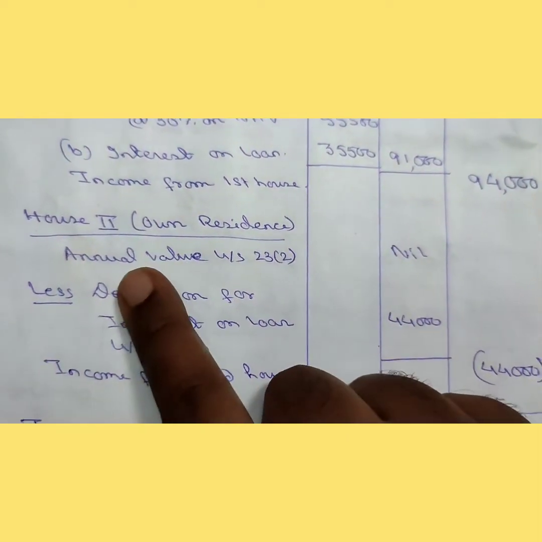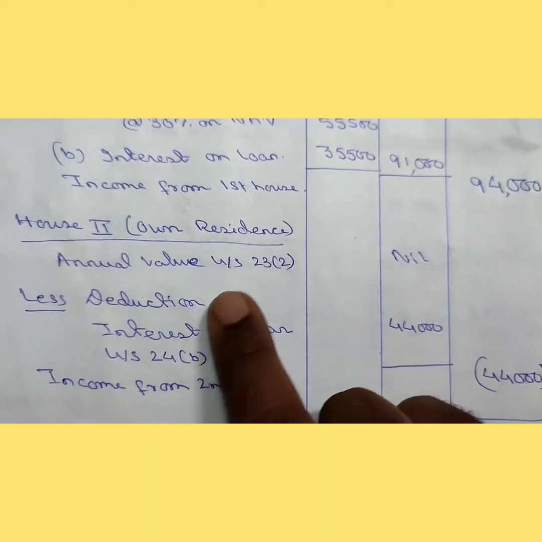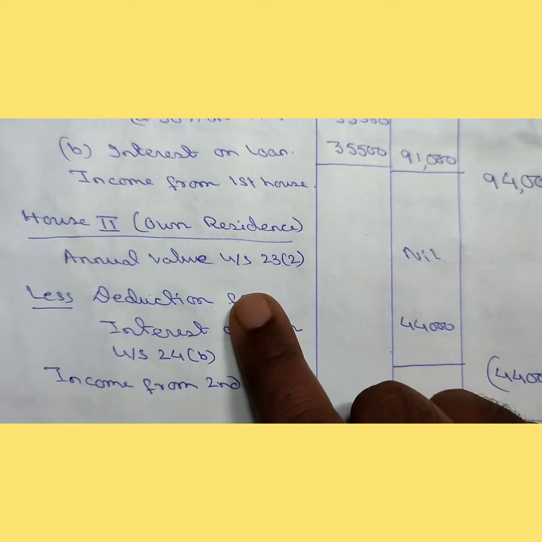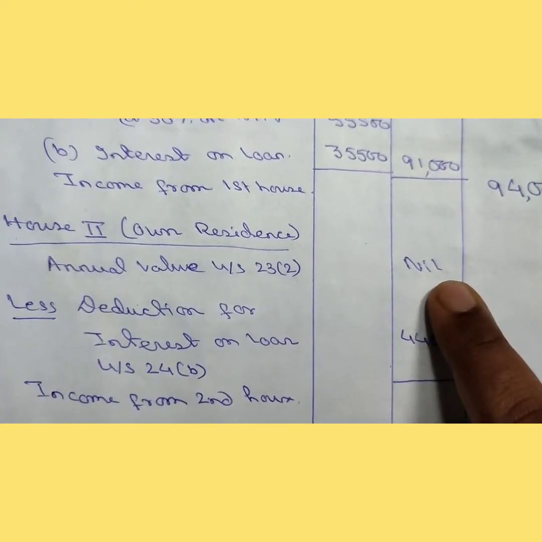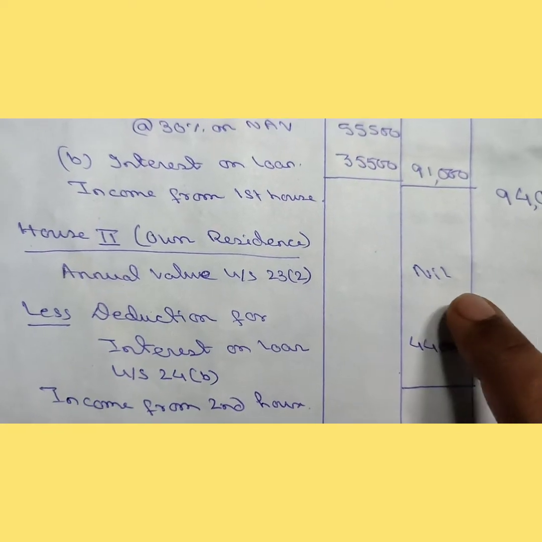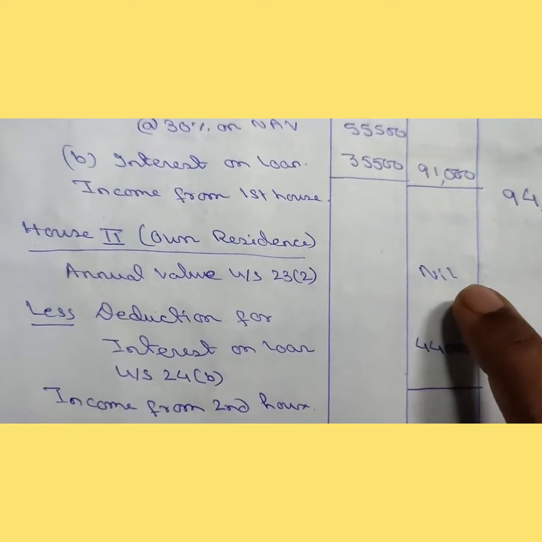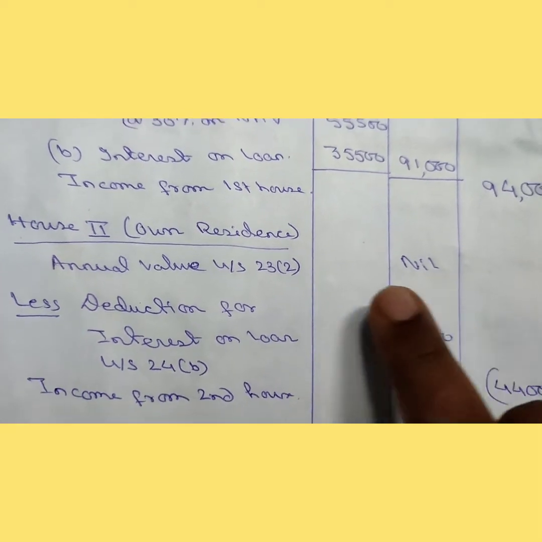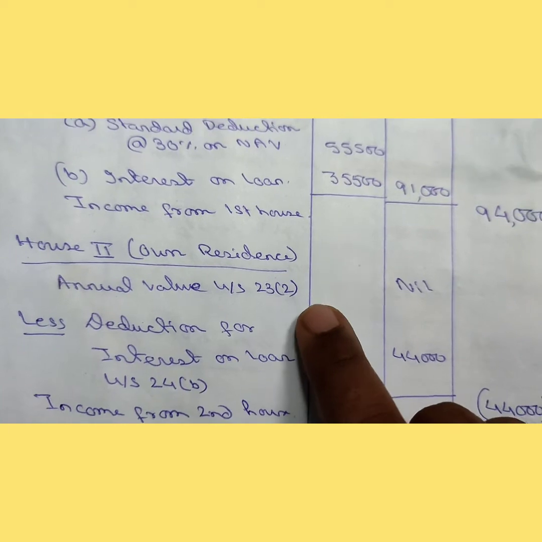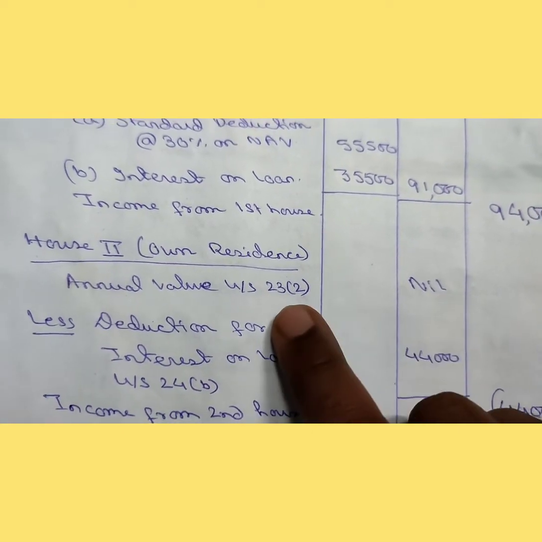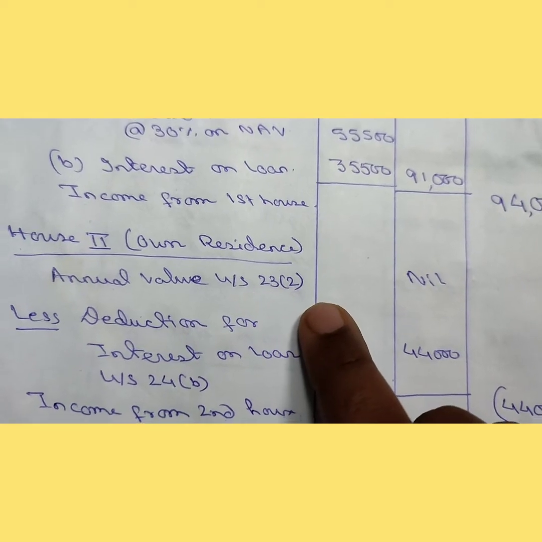Now, house 2, which is own residence. So annual value of self-occupied house under section 23 subsection 2 is nil. We know that if a house is used by the proprietor for his own residential purpose, annual value need not be calculated. Annual value of that house property is nil, and it is mentioned under section 23 subsection 2.